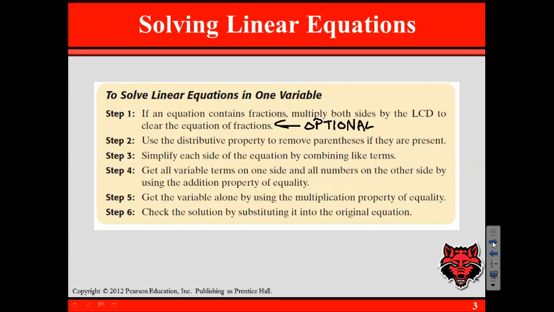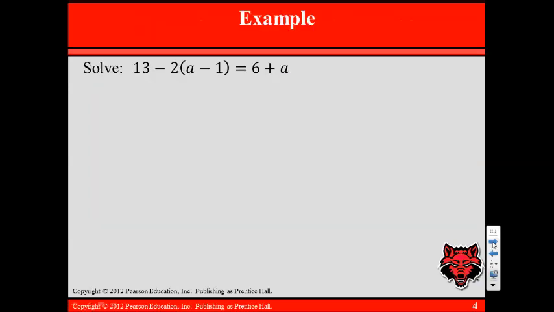In step 6, we haven't done much of this, but you can always check the solution by substituting whatever value you get at the end back into the original equation. And if it satisfies the equation, gives you the same number on each side, it's a correct solution. If it doesn't, then you know before you enter the answer that you need to try again, that some mistake was made as you're working the problem.